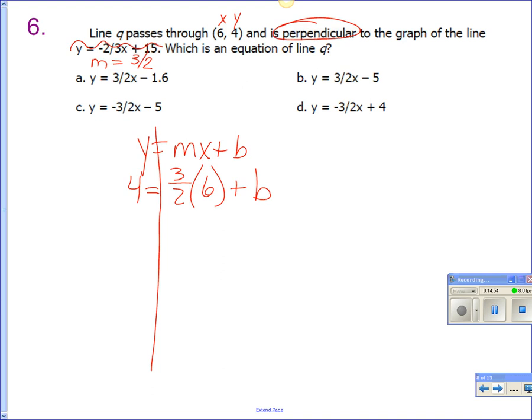Good. You got to multiply them. So that gives you 9. And Gracie, what do you do next? Gives you -5 equals B. Chuck, what's my answer going to be? A, B, C, or D? Very good. Yep. +3/2 -5.